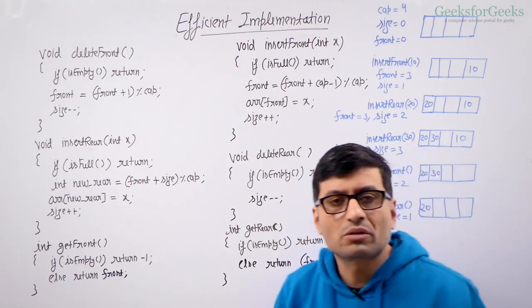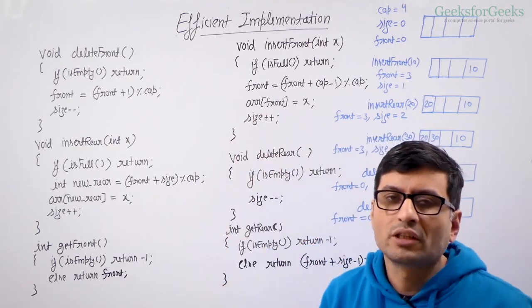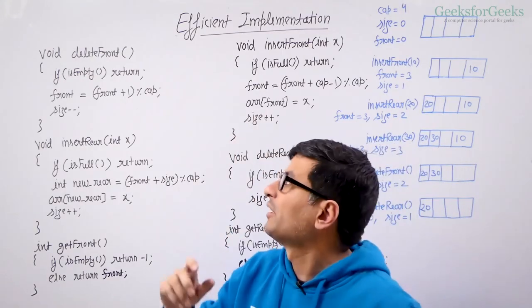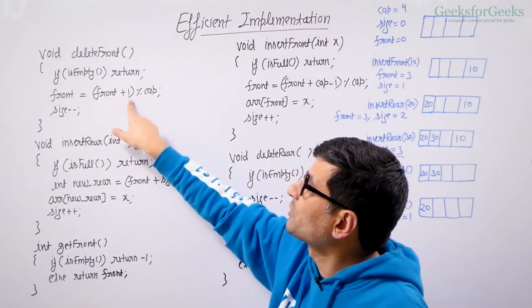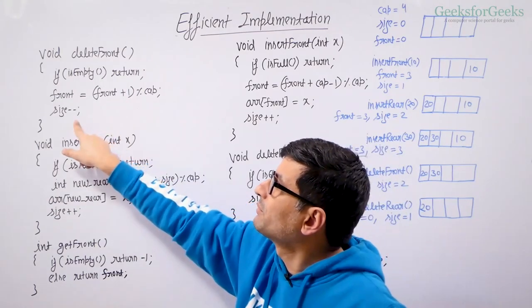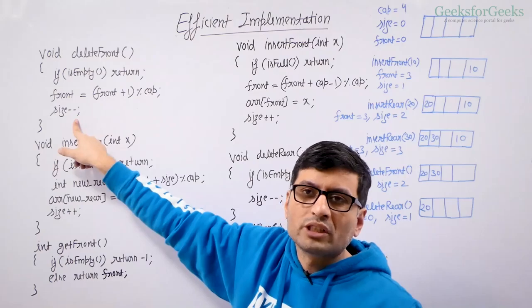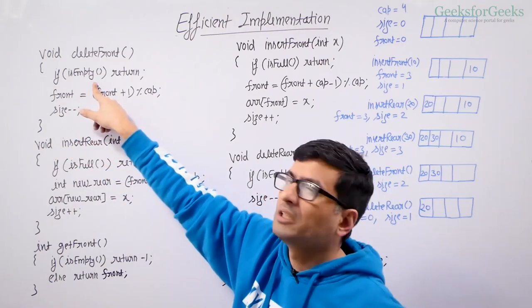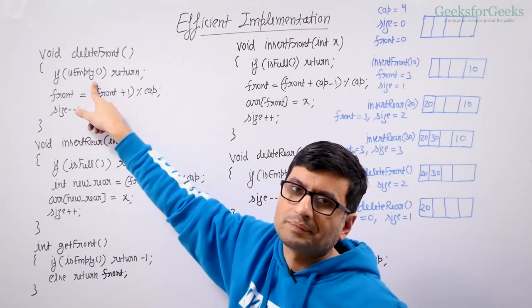Now let's talk about the remaining 4 functions. If we want to do delete front, then we'll do front equal to front plus 1 modulo capacity and we do size minus minus. Before doing this, we check if Deque is empty. If Deque is empty, then we simply return.